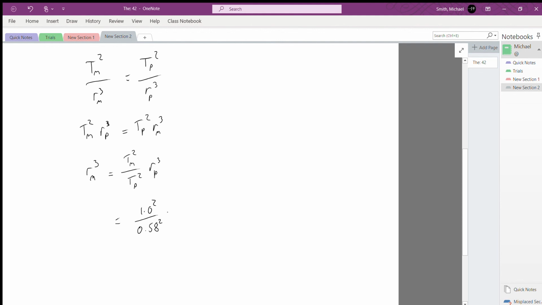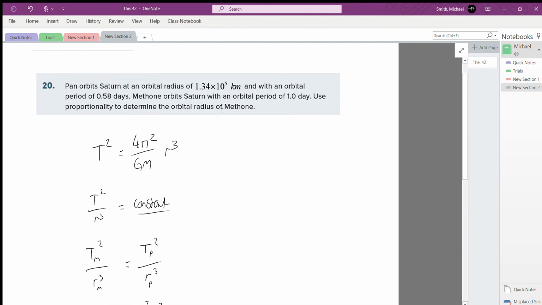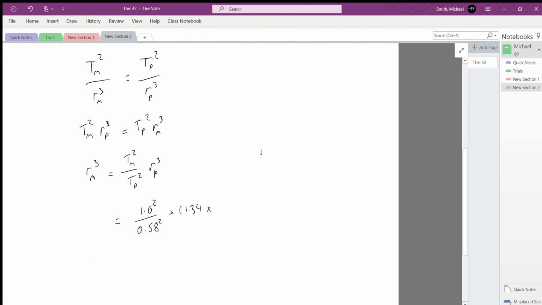So I'm just going to write 1 squared on 0.58 squared multiplied by 1.34. Now here it's 1.34 times 10 to the power of 5 kilometers, which means it's 1.34 times 10 to the power of 8 meters. And we cube root all of this, and if we substitute this into our calculator, we get 1.93 times 10 to the power of 8 meters.